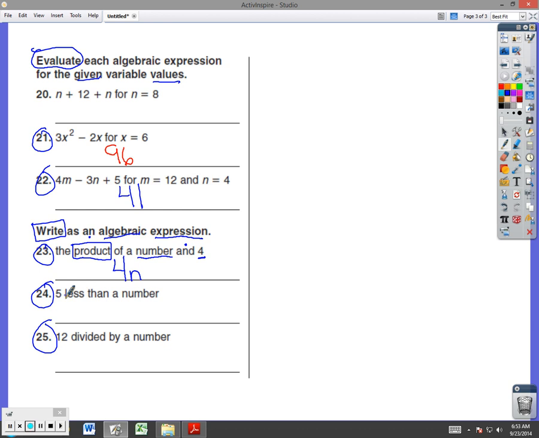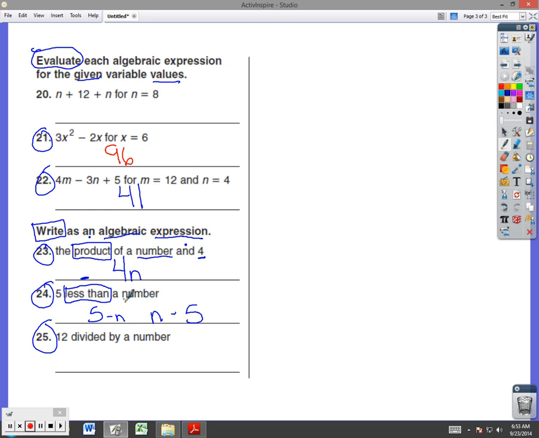Next one, 5 less than. Less than means to subtract. But it says 5 less than a number. Now, I could write this 5 minus n, or I could write it as n minus 5. Now, looking at these two, which one is 5 less than something? 5 less than a number.